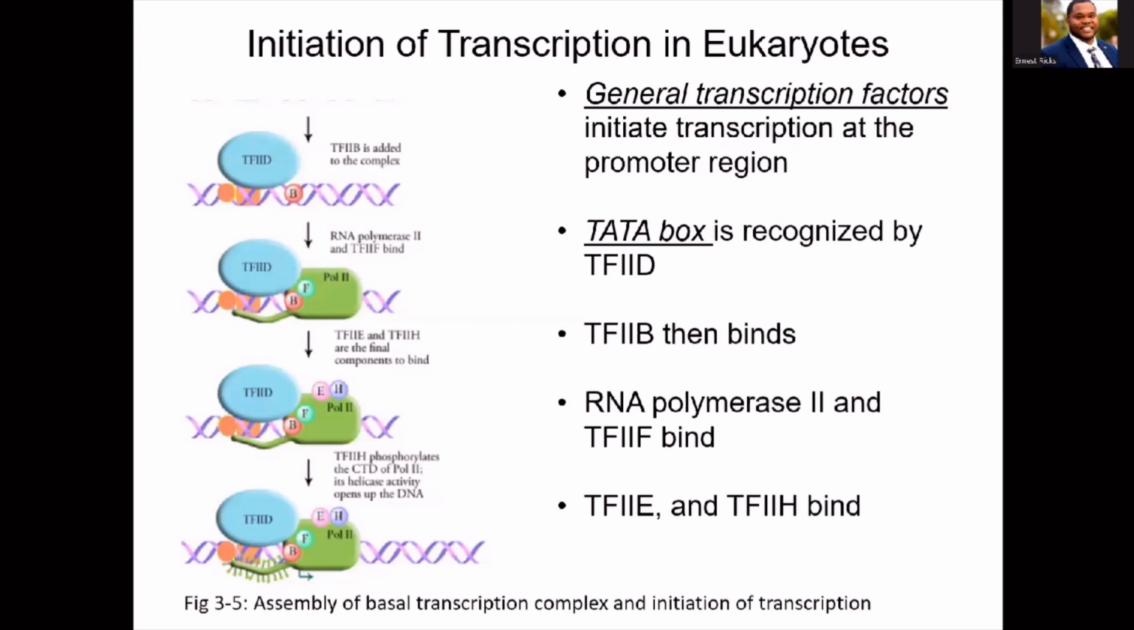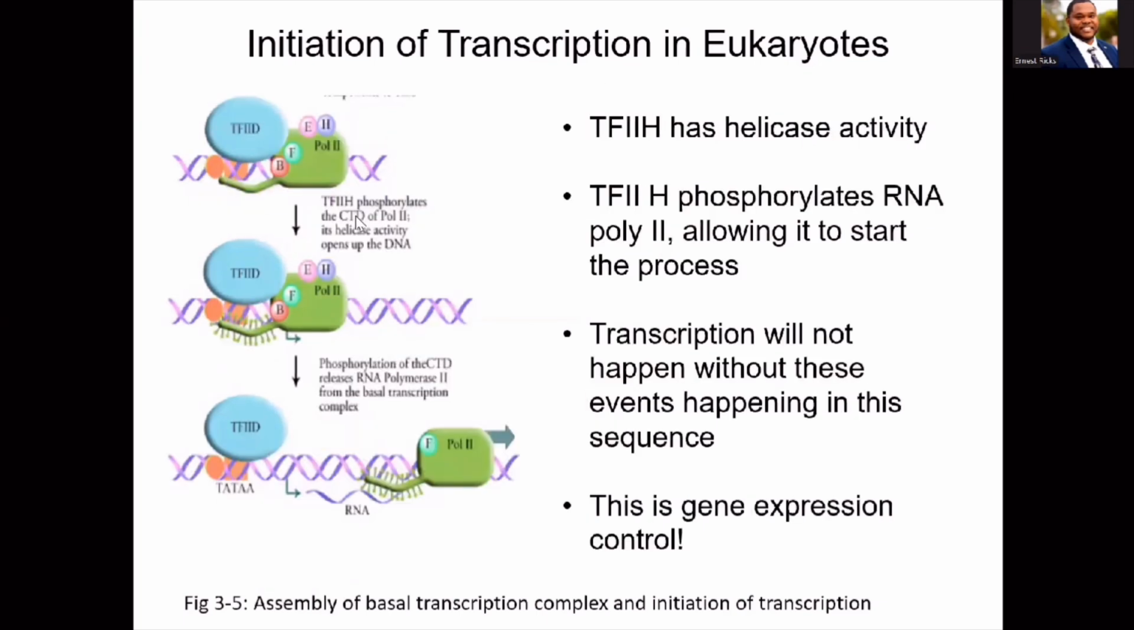After that happens, then the next step is for TF2B to join. So TF2B binds to that promoter region where TF2D is. Then RNA polymerase II, TF2F, then transcription factor 2E, then transcription factor 2H will bind. TF2H has two parts here where it super matters.